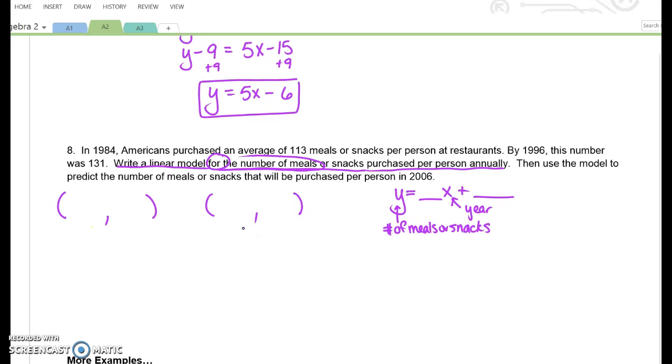So if x is the years, my first ordered pair can be 1984, comma, 113. In 1984, there were 113 meals or snacks per person purchased. In 1996, that number was 131. If you have 2 points, can you write an equation for the line? What do we need to do first? Find slope.